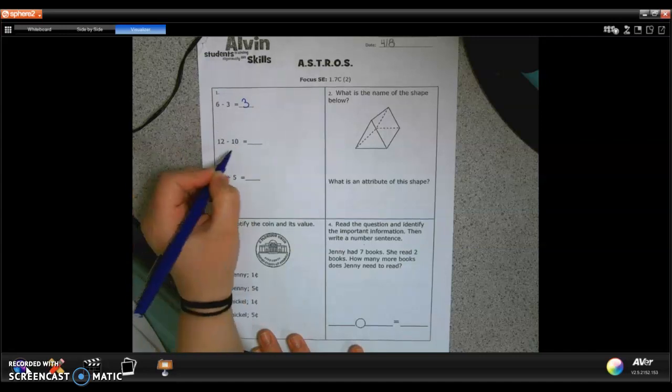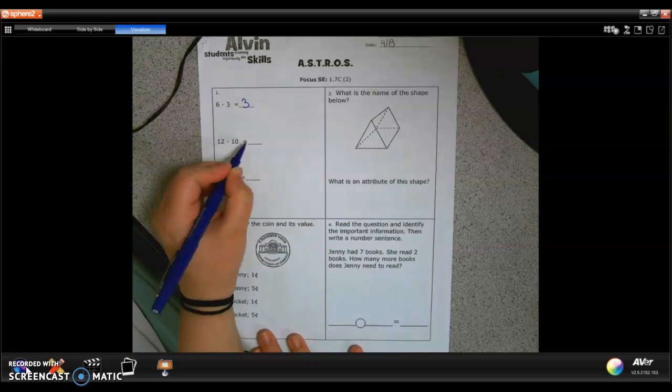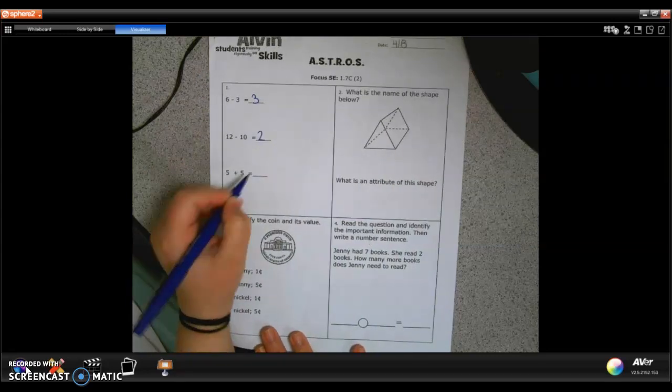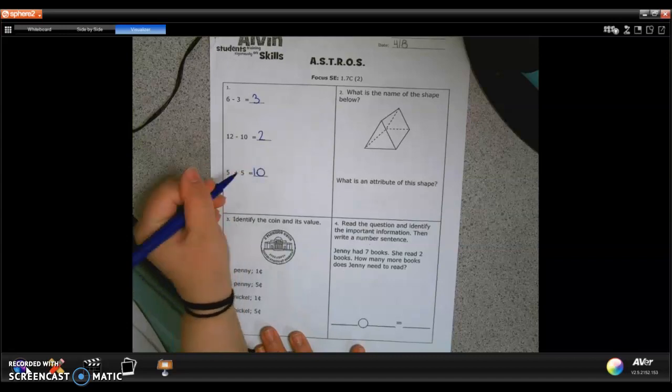I know 12 minus 10. Okay, well, I know if I'm taking away a group of 10, I'm left with 2 leftover ones. And 5 plus 5, I know that's a doubles fact. 5 and 5 is 10.